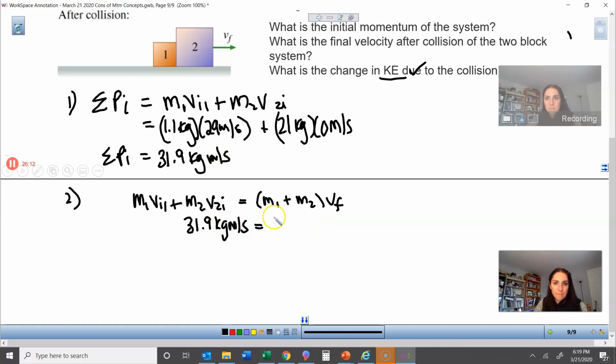That's the shortcut. But now what I'm going to do is do the 1.1 kilogram plus the 21 kilogram and do VF here. So this becomes, I don't need to do out the math for that. I can handle that math, I think.